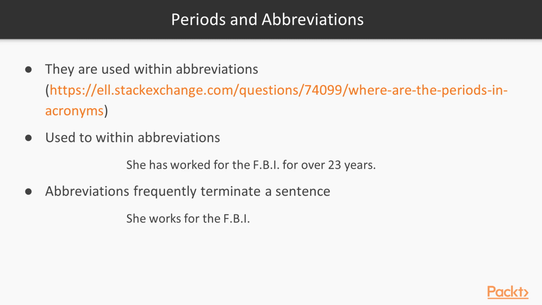The link I have here, a Stack Exchange link, looks at a couple of other very similar examples. She worked for the FBI, F period, B period, I period, for over 23 years. We see here we use not only the periods in the abbreviation, we also use the abbreviation at the end of the sentence. So the last period is used both as the termination of the sentence and as the termination of the abbreviation, to confuse matters even more.